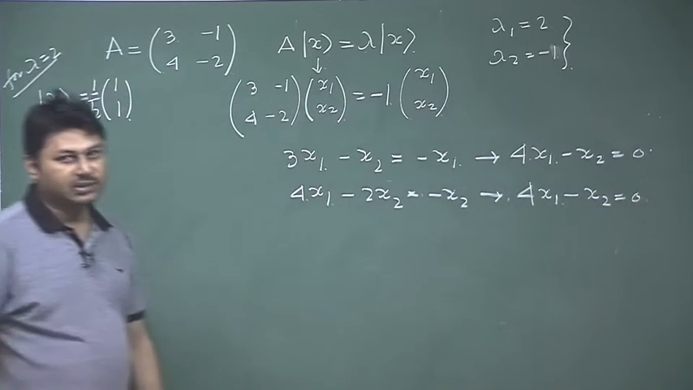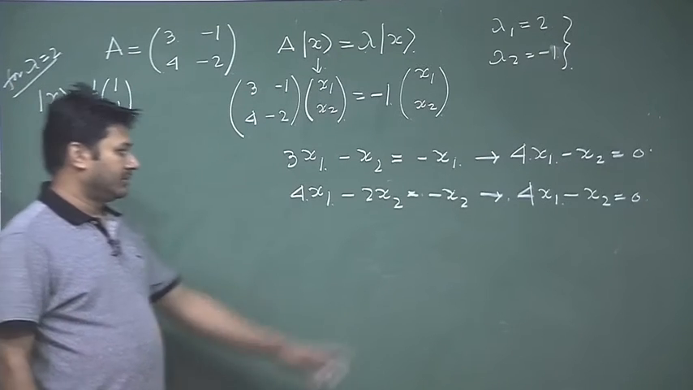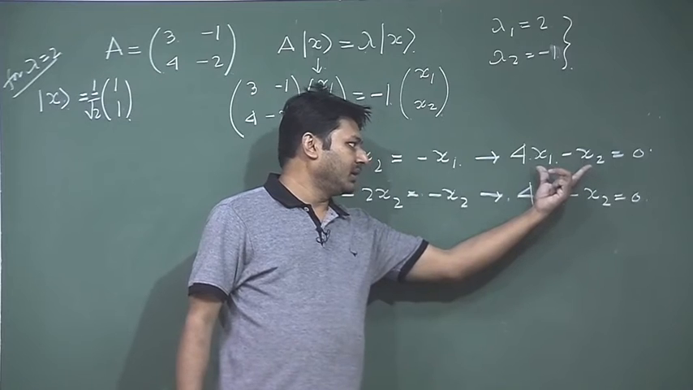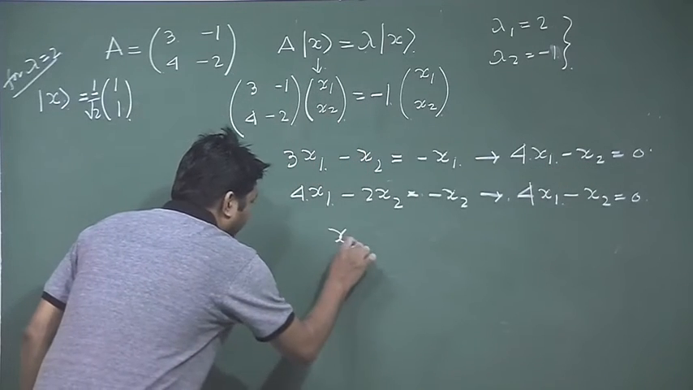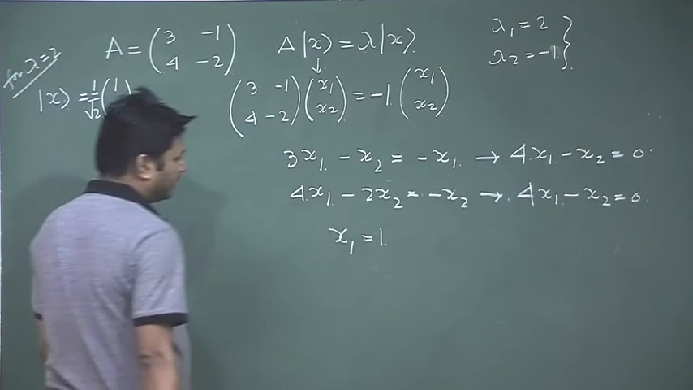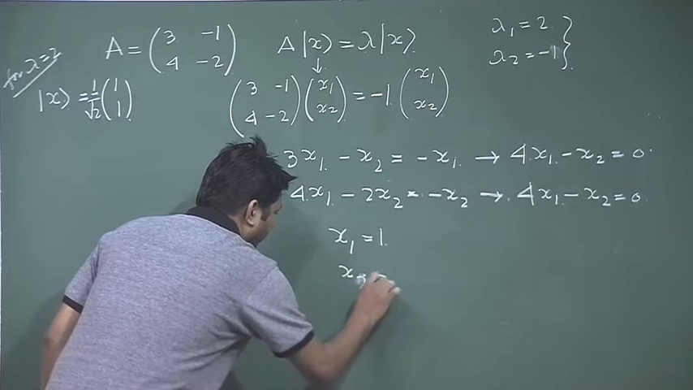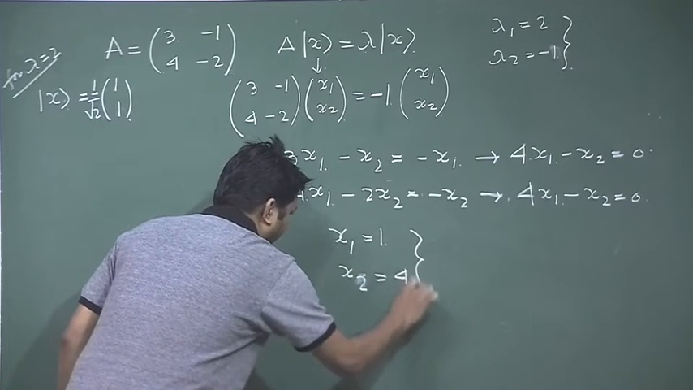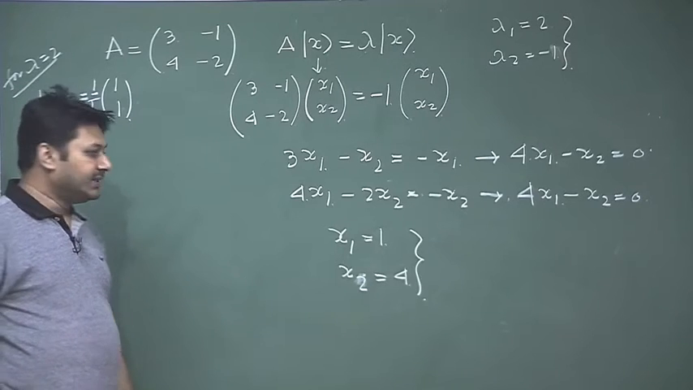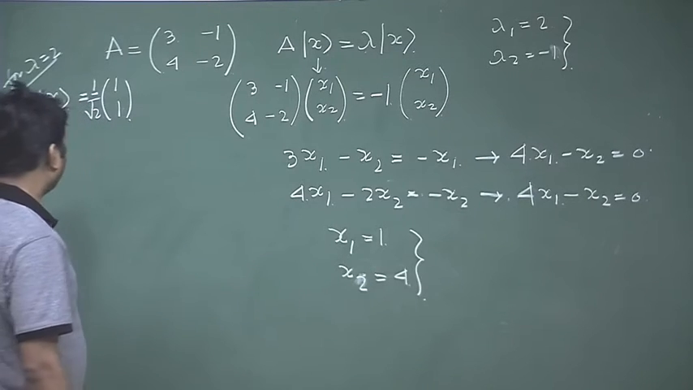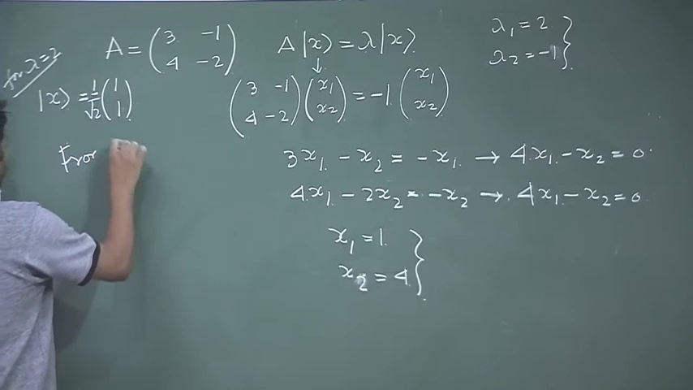So, from the two same equations I always get, if I put one value, then I need to find what the other value is. So, if I put x1 equal to 1, x2 will be equal to 4. So, what will be the eigenvector for that?